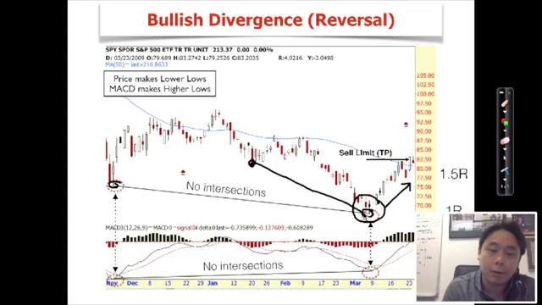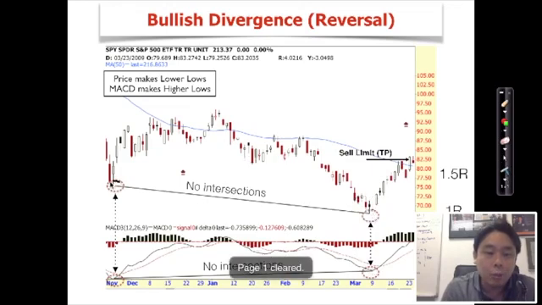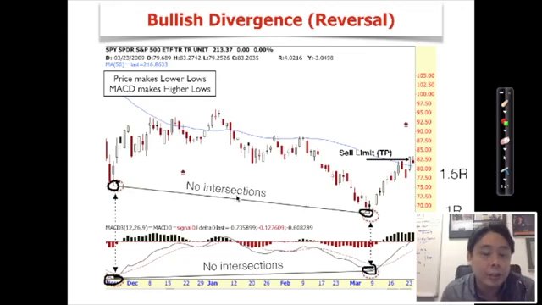No problem. Okay? But if you connect from here to here, the price is making lower lows, but the MACD is also making lower lows. So there's no divergence if you were to use these 2 points. All right? That's why we don't use those 2 points. Instead, we use this one, connect to this one, and this one, connect to this one. Why? Because there is a divergence.